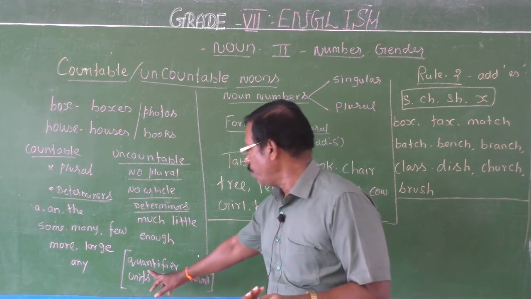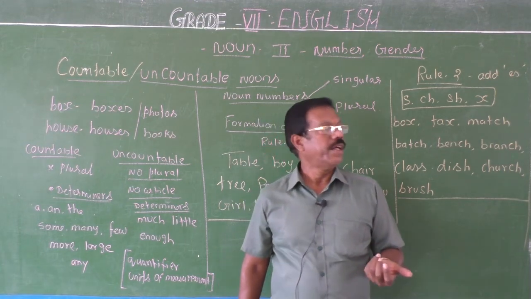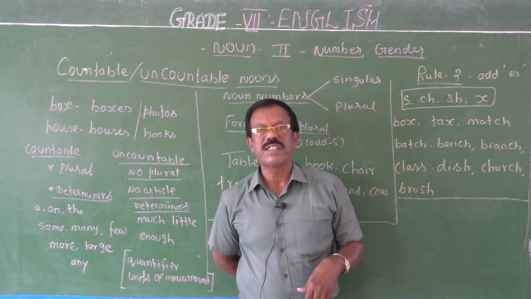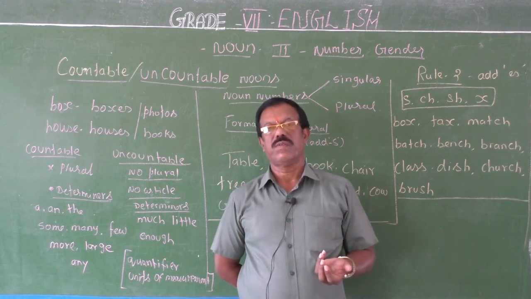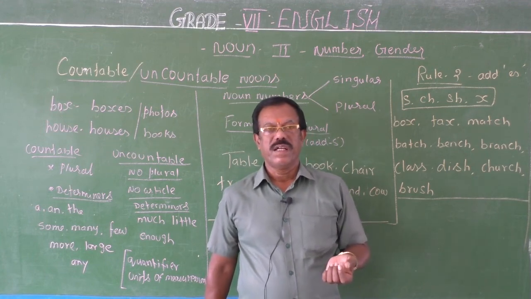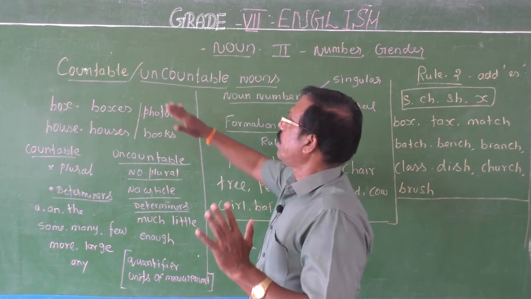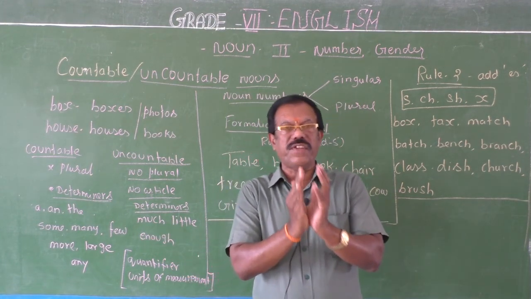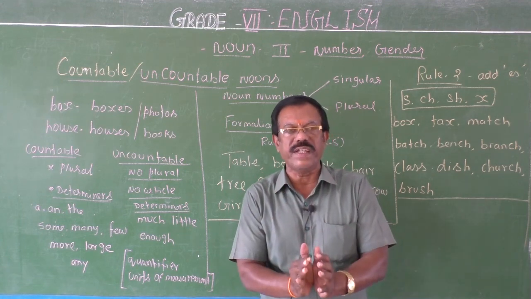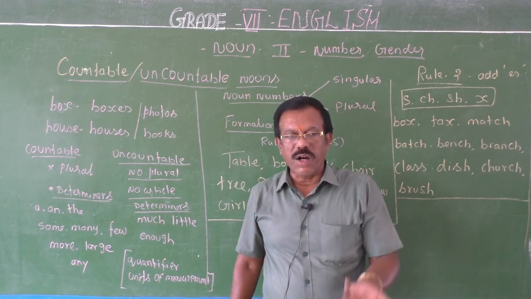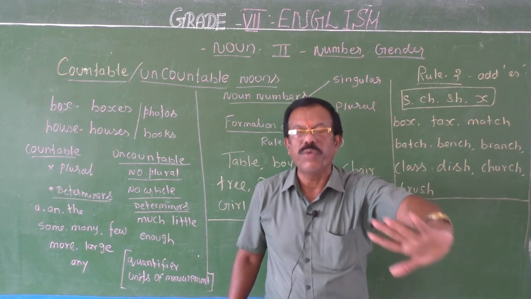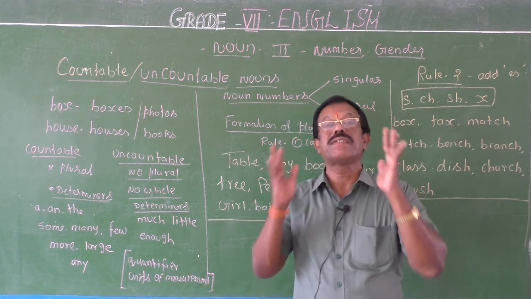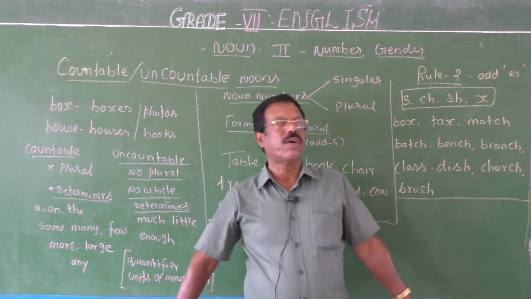Okay, and then we can use quantifiers or units of measurement before uncountable nouns to express their quantity. Fine. So let me repeat: countable and uncountable nouns. Based on the quantity, nouns are classified into countable and uncountable. Nouns that can be counted and expressed in exact numbers or units are called countable nouns. Nouns which cannot be counted are called uncountable nouns.